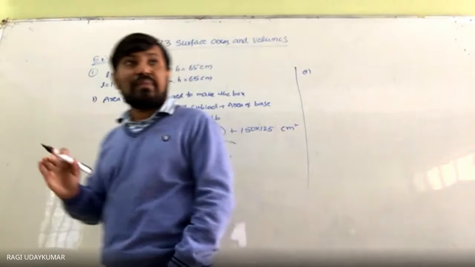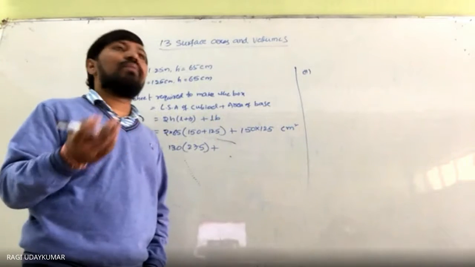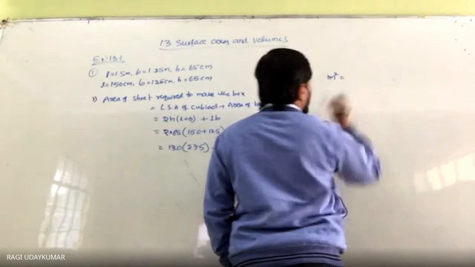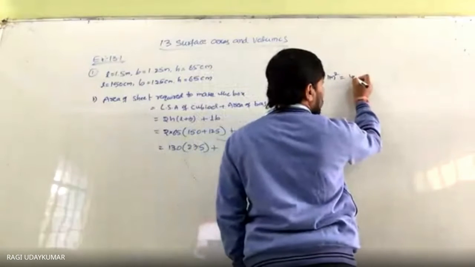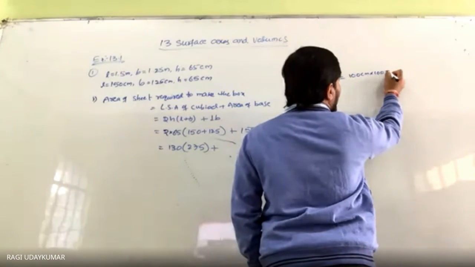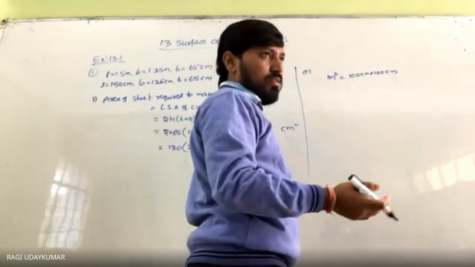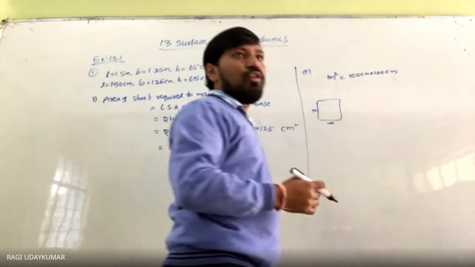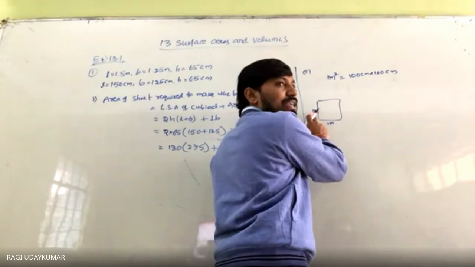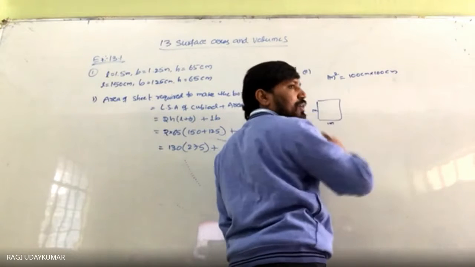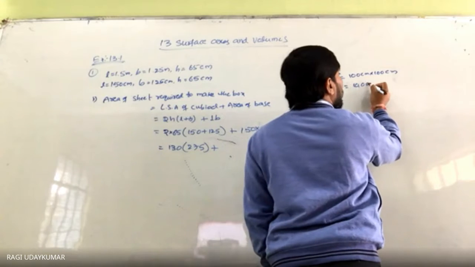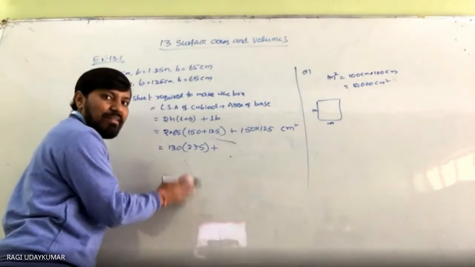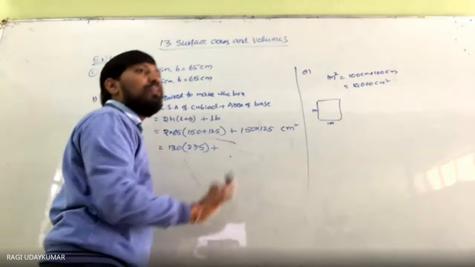So we need to convert centimeter square to meter square. 1 meter square is equal to how many centimeter square? 1 meter square is equal to 100 centimeter into 100 centimeter. If you take a square, this is 1 meter, this is 1 meter. If you convert this into centimeter, it is 100 centimeter here and 100 centimeter here. 100 into 100 is 10,000 centimeters square. So if you divide the answer you are getting here by 10,000, you will get it in meter square.